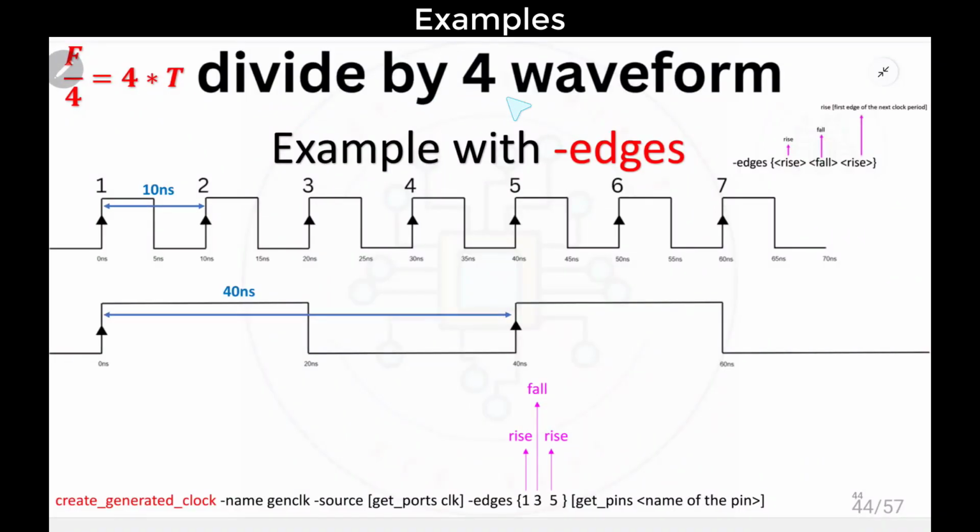Now see the example of divide by 4. Frequency is getting divided by 4, so time period is getting multiplied by 4. So time period, if you are taking as 10 nanosecond, it is getting multiplied by 4, so it is 40 nanosecond. And mainly see the edges. Here this is rising at 1. Here it is falling at 3, and again it is rising at 5. So edges will be 1, 3, 5. Edges are 1, 3, 5, and the remaining constraint command will be same.